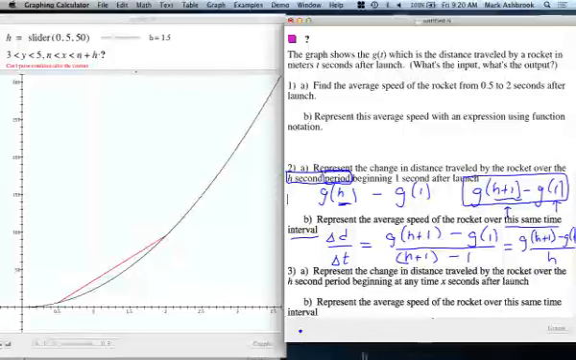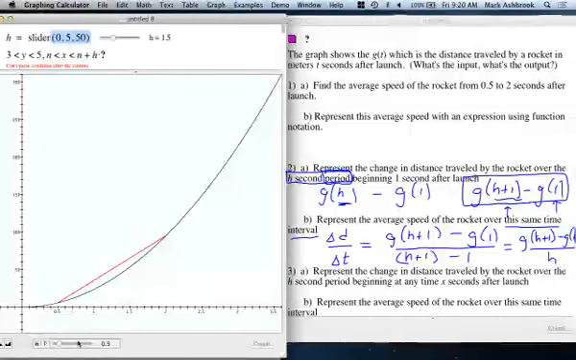Okay, so that means we're starting at 1 second now. And now we allow for a variable amount of time. See? So it's starting at 1 second. We're allowing h to be any period of time starting at 1 second. And so if h is 2.1, here's a representation of our average rate of change. If h is 0.8, here's a representation of that average rate of change, for the 0.8 second interval starting at 1 second.